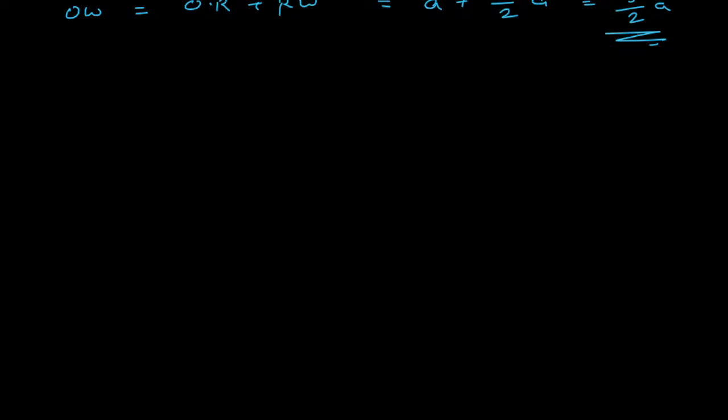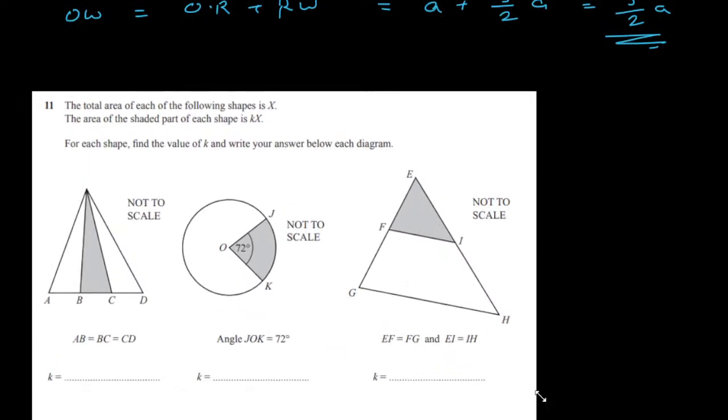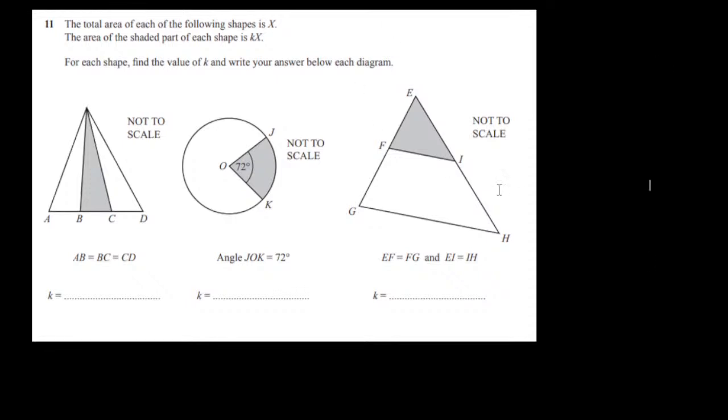Okay. So the last question which Adya is asking is again of a similar kind to what we have done sometime before. Question number 11. The total area of each of the following shapes is x. The area of the shaded part of each shape is kx. For each of the shapes, find the value of k. So the entire area is x and the shaded area is kx.